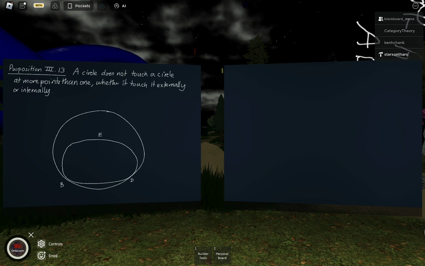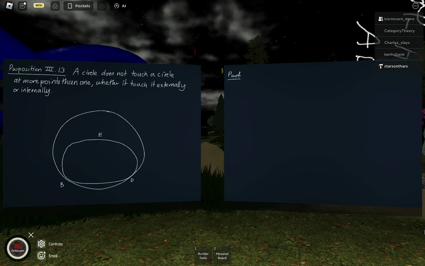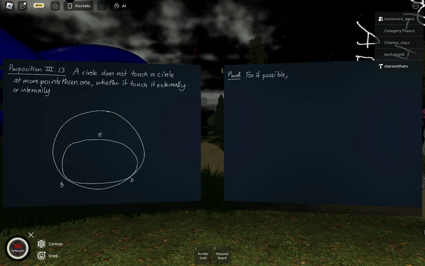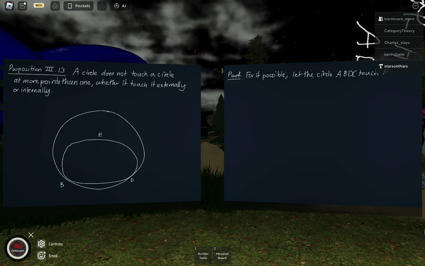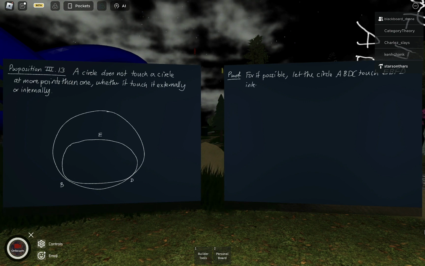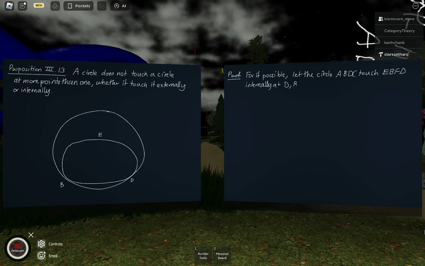Okay, so proof. For if possible, and again considering the internal case first, let the circle ABDC touch EBFD internally at B and D, which are distinct points.